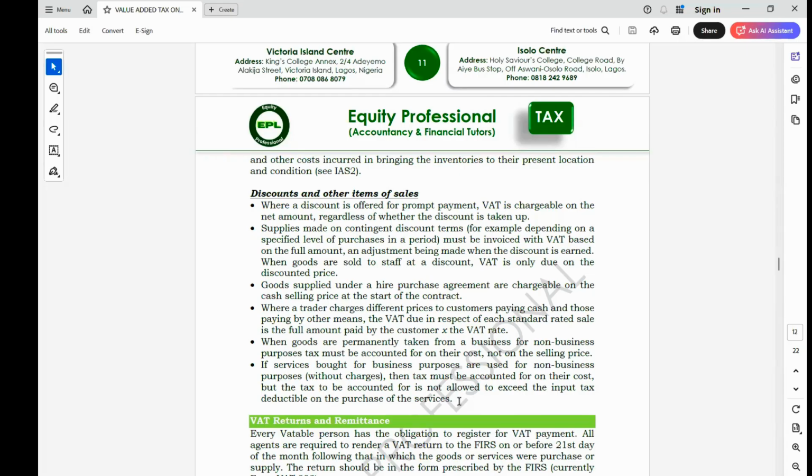Because when you are taking an item that is not for the purpose of the business, you will have suffered input VAT. So if you are now taking it without charging VAT, that means you expect the government to refund you input VAT, which is not possible. So that's why you must also account for the VAT on the cost of that item. So those are the ways to calculate VAT, or the process of treating VAT.